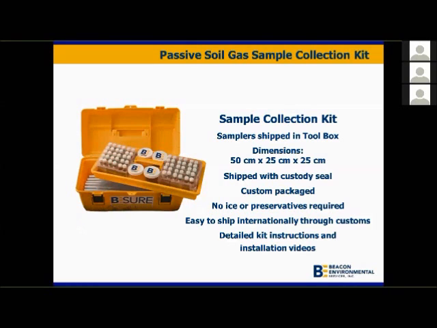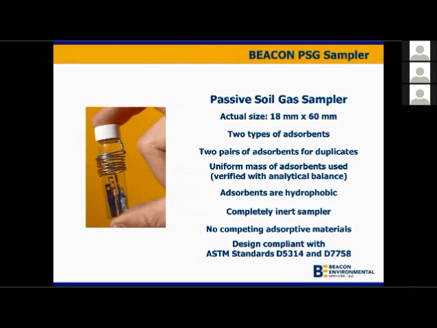And the kits include detailed instructions, and there's also installation videos that can be found on our website. This is what our sampler looks like. There's various ones out there, but ours is about the size of your pinky, and it contains two types of adsorbents. So we can target from vinyl chloride out to the lighter PHs with one analysis. There's two pairs of adsorbents in there, so we can have a duplicate analysis for every location, or also have confirmatory analysis if anything doesn't look right with our QC checks.